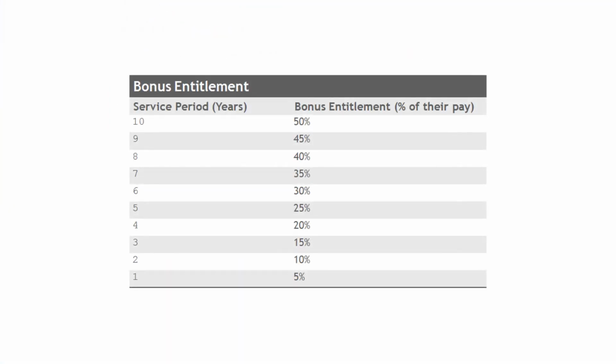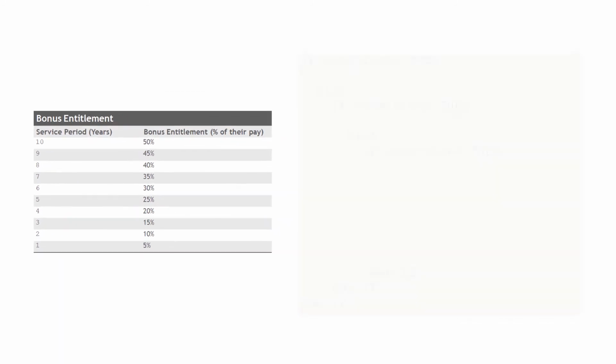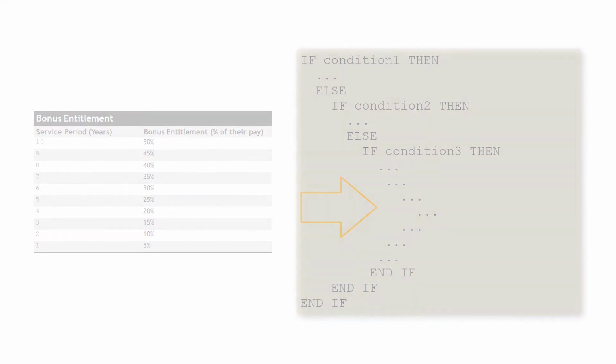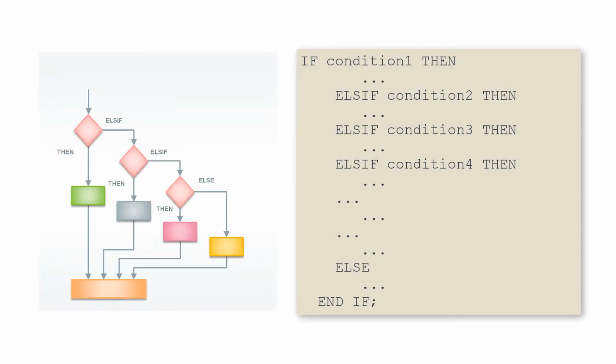Suppose the organization decides on a different policy for bonus as per the table shown on the screen. Just imagine how many conditions have to be evaluated to meet this requirement. You have to write an if condition for each row of this table, isn't it? Don't you think it gets too complicated with so many nested if statements? To simplify such situations where more than 3 conditions are to be evaluated, we can use if-ELSIF statements.